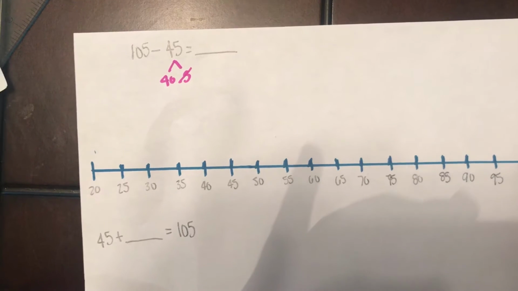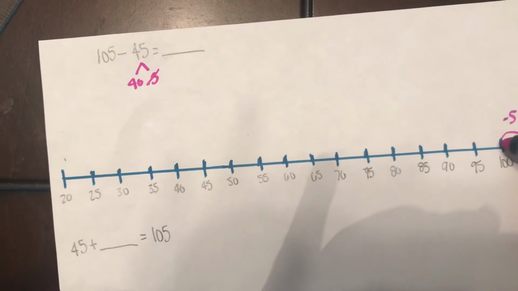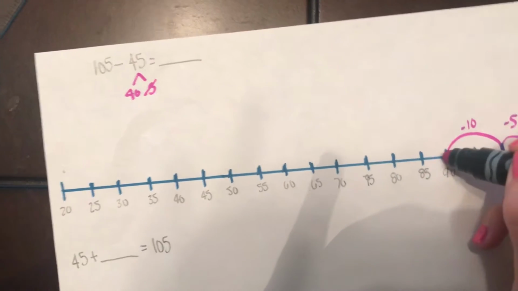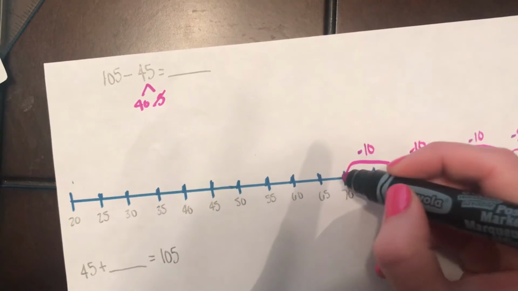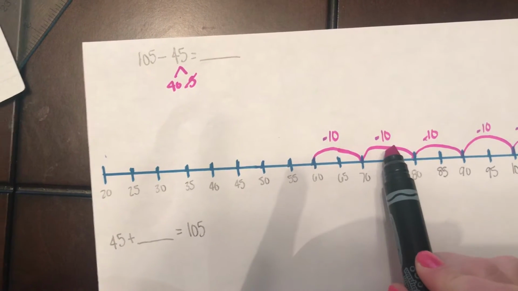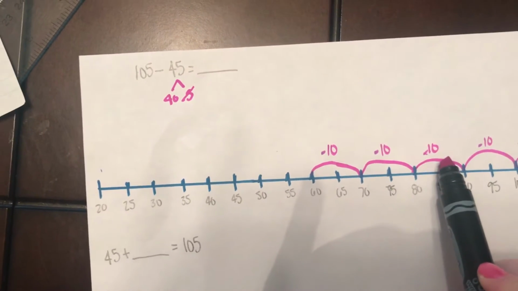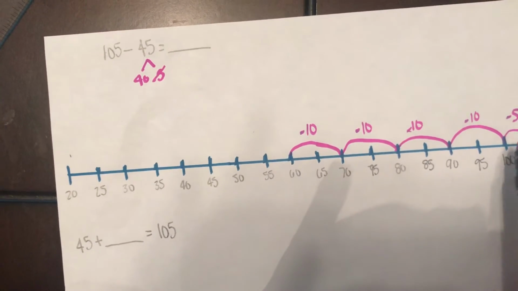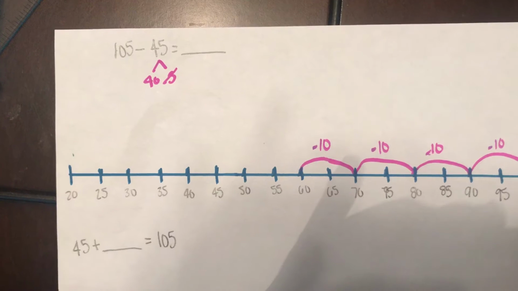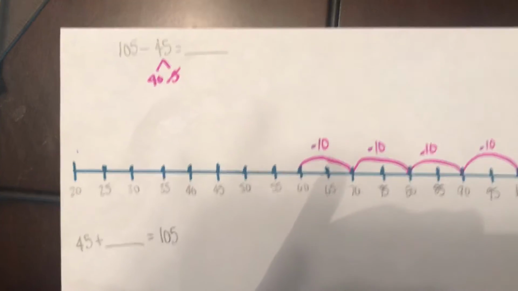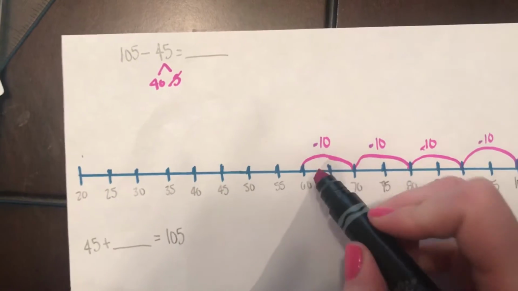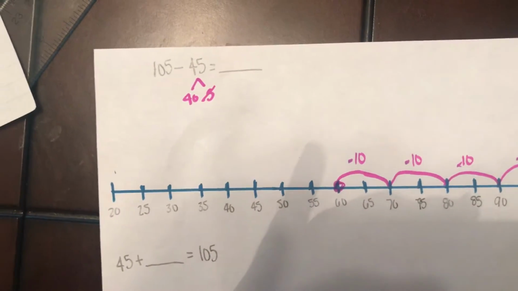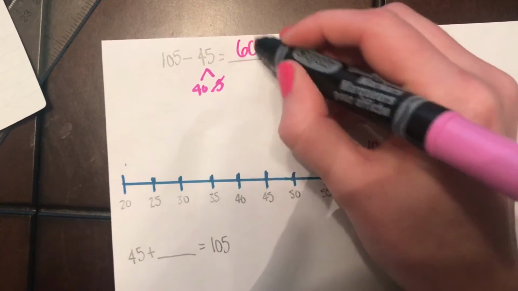So if we need to go 40, we'll need to jump 4 different times. So 1, 2, 3, 4. Okay, 10 plus 10, 20, plus 10, 30, plus 10, 40, plus 5, 45. So we now know that we have made a total of 45 through jumps of 10s and 5s to get our minus 45. So that drops us at 60. So 105 minus 45 should equal 60.